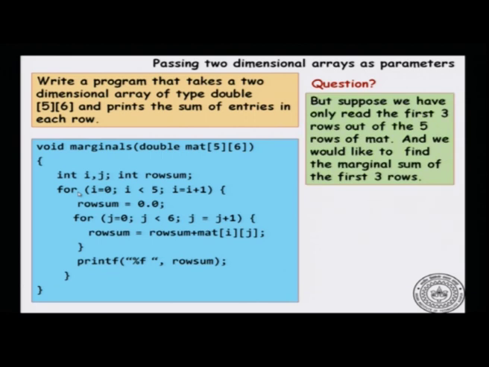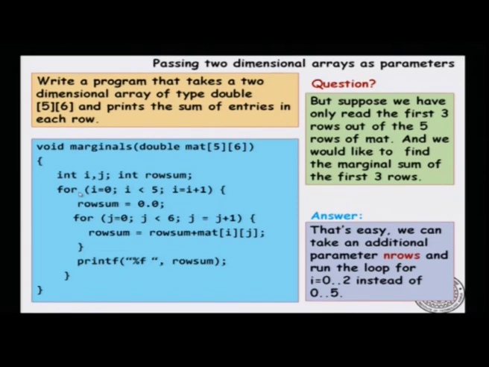Now, let us look at a slight modification. Instead of printing 5 rows, I currently have only 3 rows of entries available. So, can you print the row sum of the first 3 rows instead of all the 5 rows? Now, this is very simple. Let us just modify the function a little bit. It takes an additional parameter saying how many of the initial rows you want me to sum. Let us call it nrows.